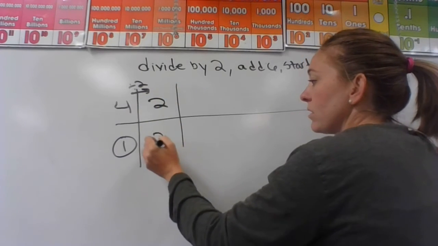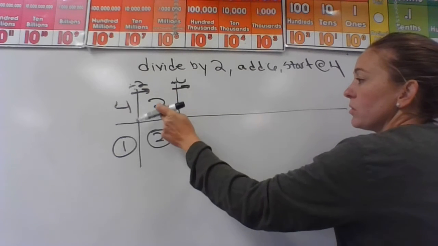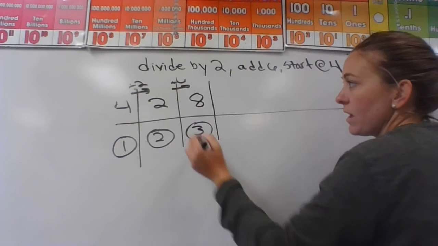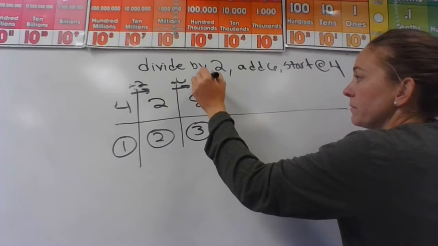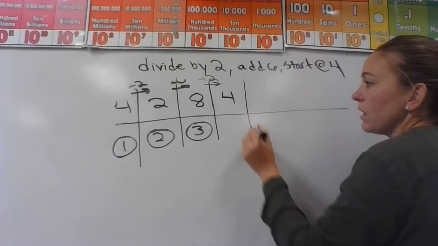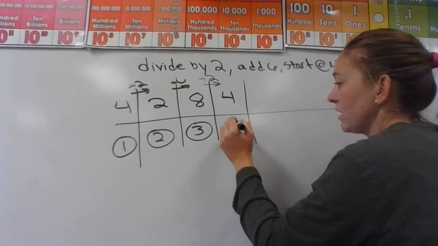That's our second term. And then we have to add 6. So 2 plus 6 is 8. That's our third term. And then we'll divide by 2 again. 8 divided by 2 is 4. Huh, that's interesting. We're back to where we started. We'll see if it repeats itself or not.